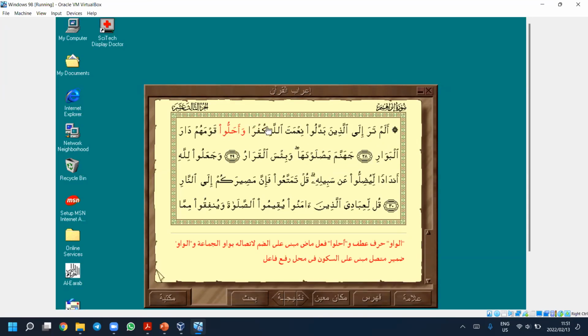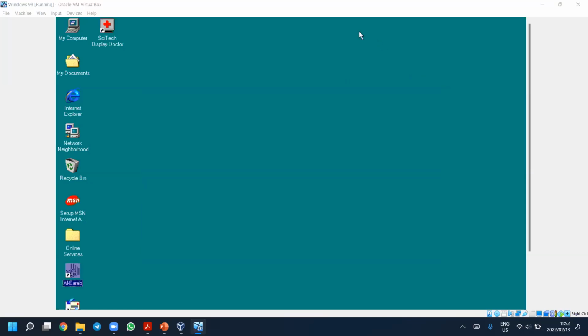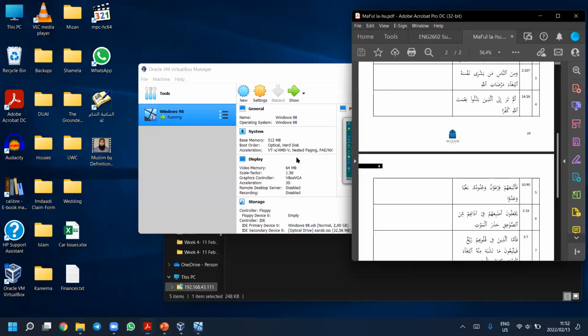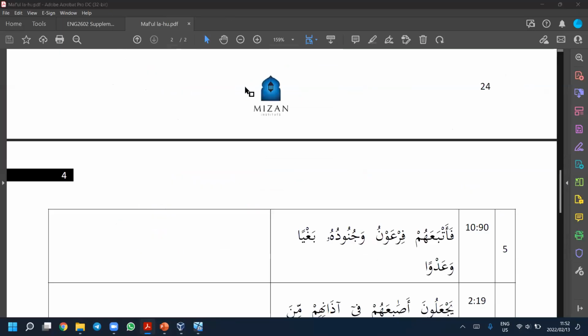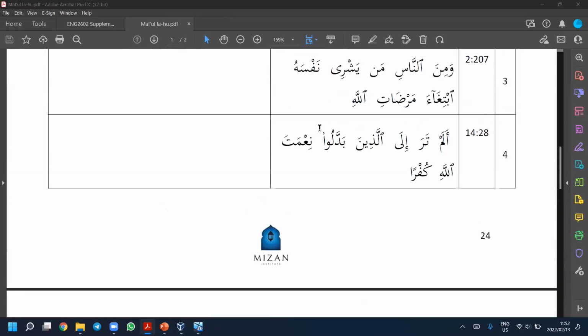Number four is actually a mistake. I don't know how number four got there. I don't know if I put it there or what, but there is something tricky in that verse though. Ni'amat Allah is maf'ul thani and kufran is maf'ul awwal. But they're both maf'ul bihi's actually.